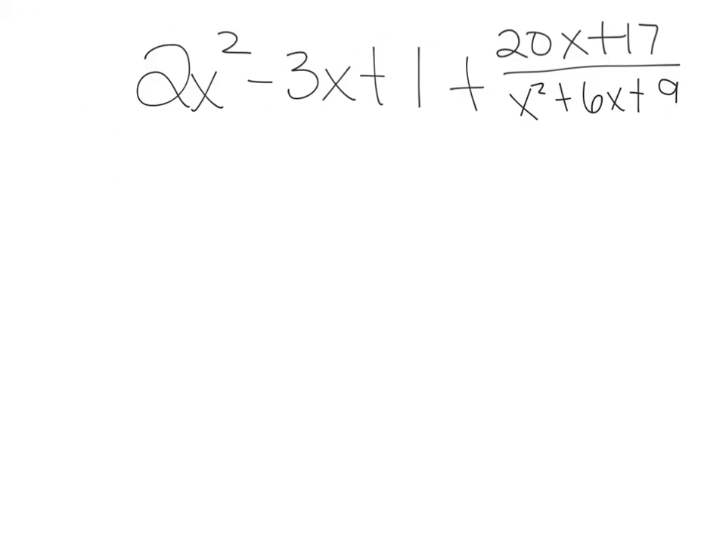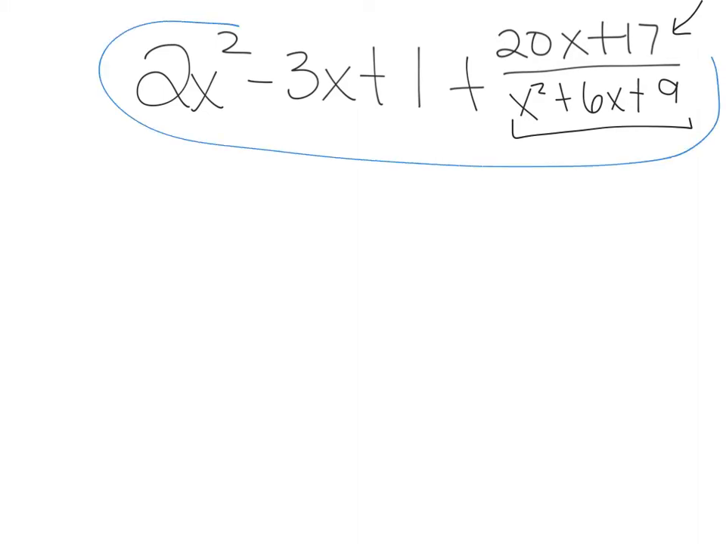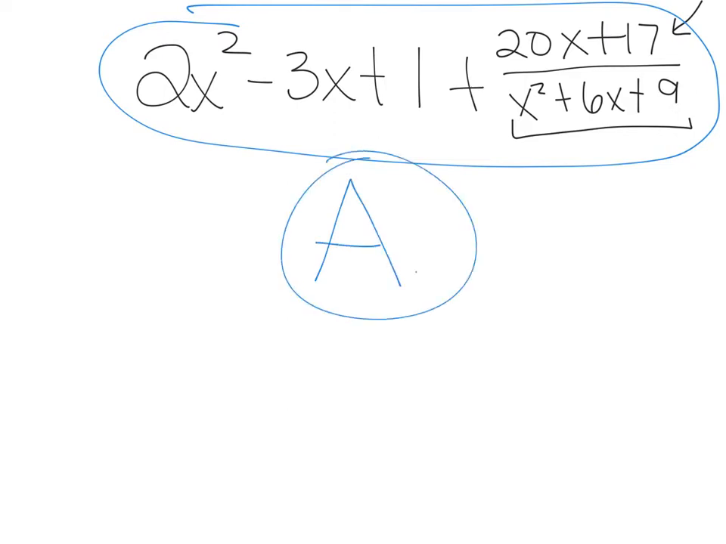So my final answer then is 2x squared minus 3x plus 1 plus my remainder, remember, was 20x plus 17. And if I divide that by my divisor, which was x squared plus 6x plus 9, we have our final answer. Now, to look at the answers from the multiple choice, this answer corresponds with letter A. So A is our answer to the check your understanding question.